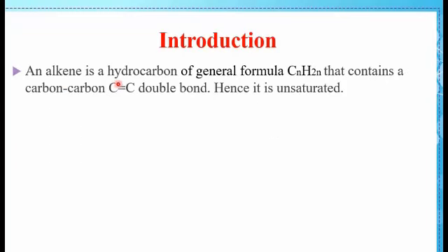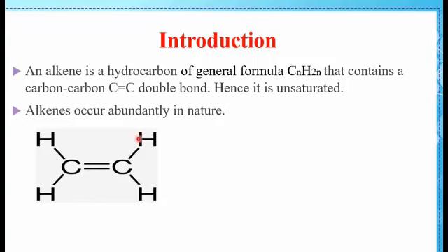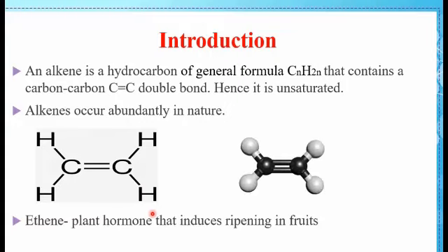Introduction. An alkene is a hydrocarbon of general formula CnH2n that contains a double covalent bond between two carbon atoms in the carbon chain. Hence, it is unsaturated. The presence of a double covalent bond indicates that the hydrocarbon is an alkene and it is an unsaturated hydrocarbon. So in nature, we saw that the formula of the alkenes is represented by this form.